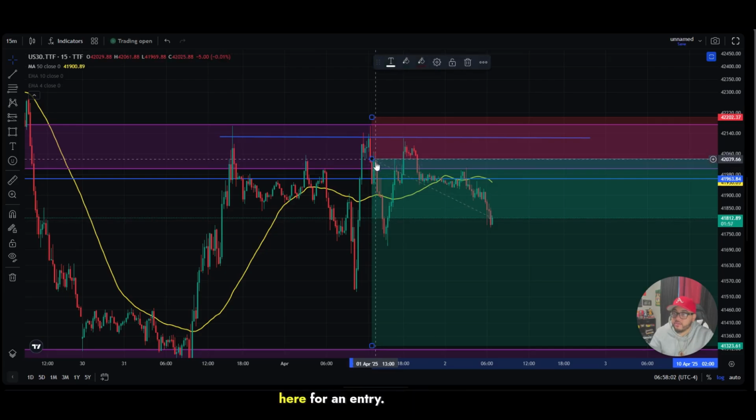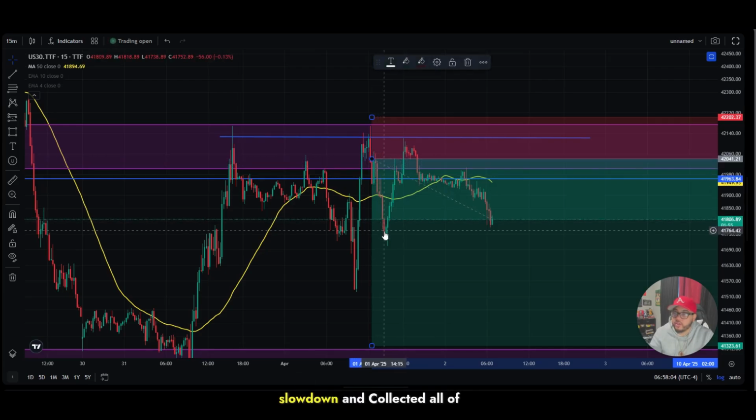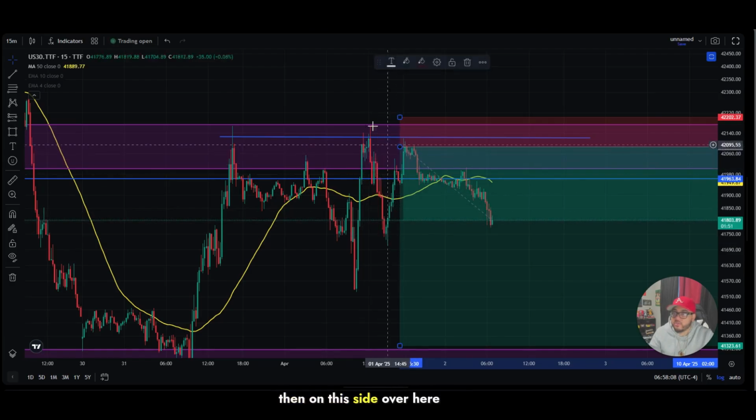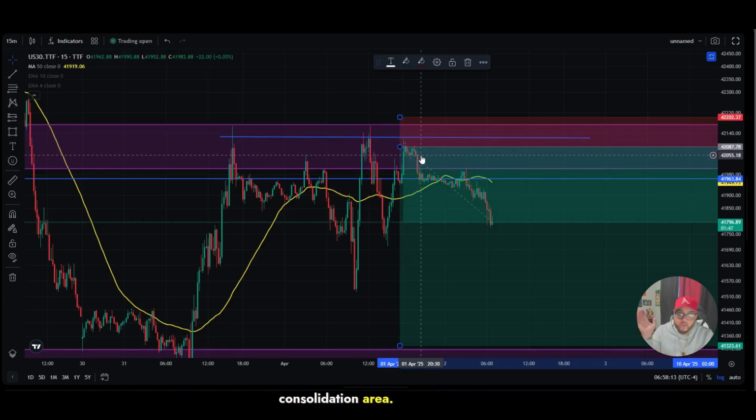You could have got in right here for an entry once you've seen the momentum slow down and collected all of this right here. Not only that, on this side over here, you do have some momentum slow down as well, which is pretty much that consolidation area. We're already in a downtrend. The trend is your friend, right? We try not to complicate things too much.